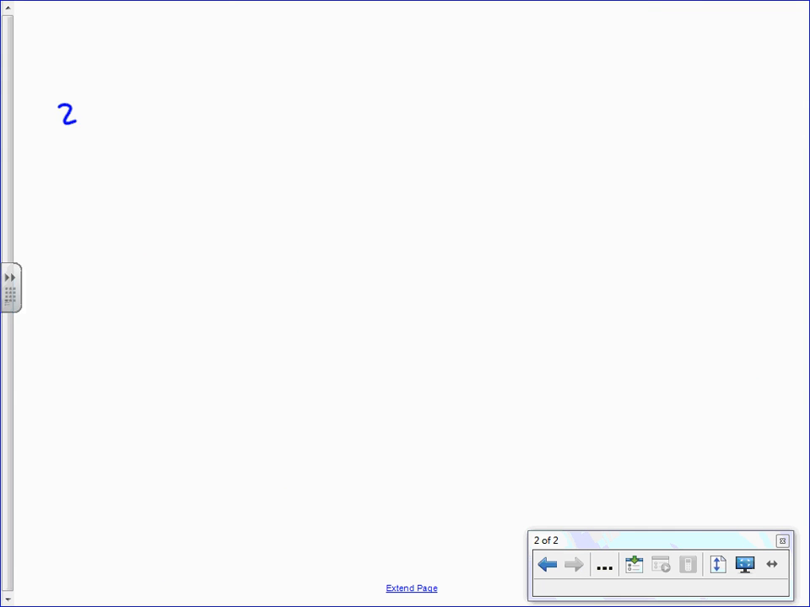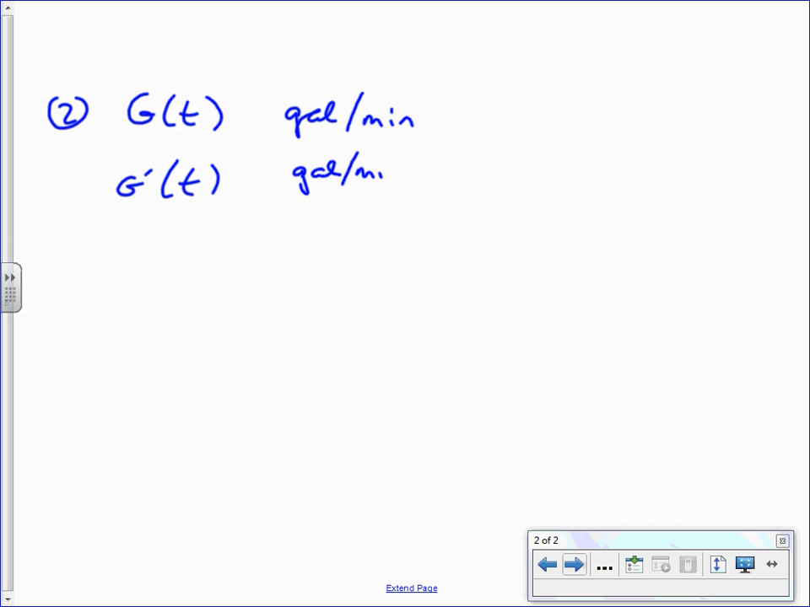The second one, suppose that I tell you that g of t is gallons per minute. So there's something flowing at a rate, gallons per minute, okay? So what would the units be if you decide you're going to take the derivative? Well, it would be the rate of change of the gallons per minute. So gallons per minute per minute. Again, you can write gallons per minute squared, and that's perfectly acceptable.